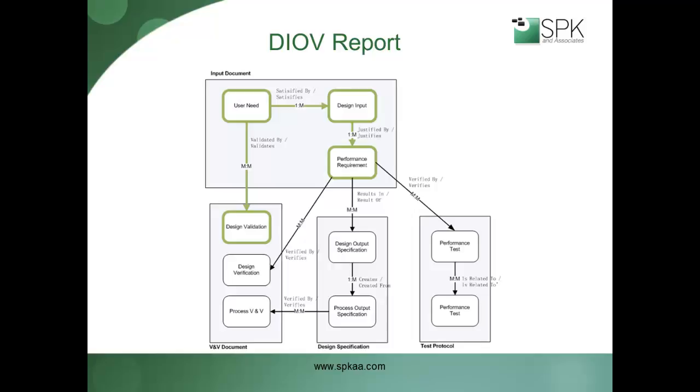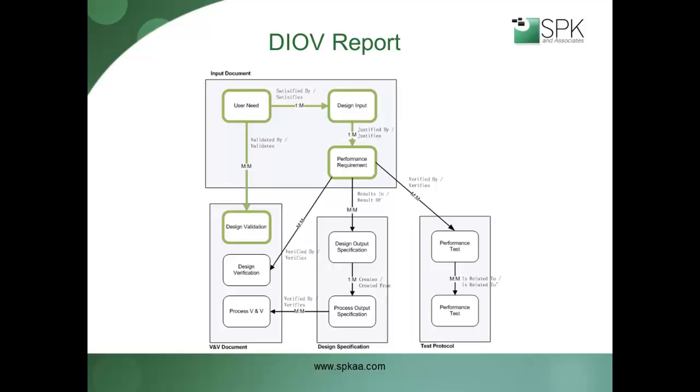As this diagram shows, the data model behind that report encompasses 4 document domains: the input document domain, the design specification document domain, the verification and validation document domain, and the test protocol domain. Our first demonstration will focus on the Design Input-Output Validation Report, which, as the diagram indicates via the green outlines, is primarily focused on the input document domain.